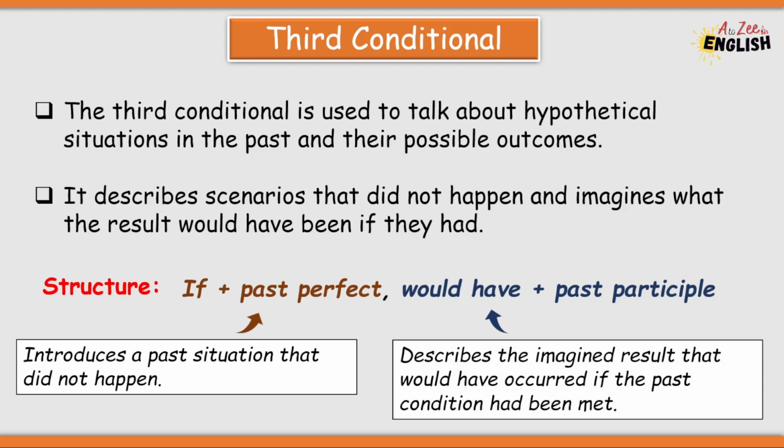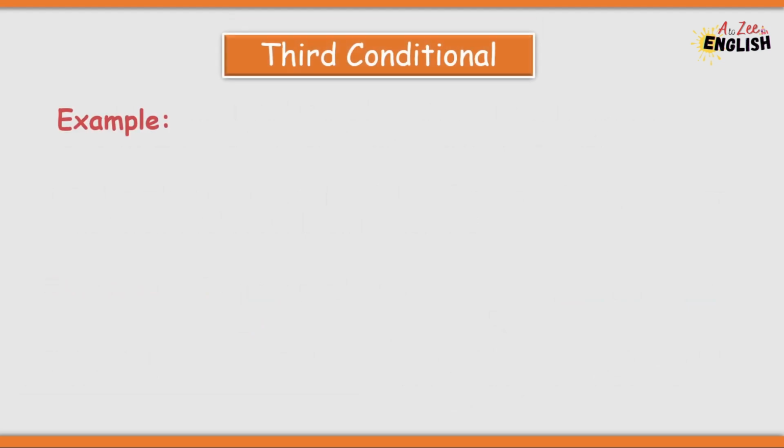First example, if it had rained, we would have stayed inside. Here, if sets up the hypothetical past scenario. It had rained uses the past perfect tense to indicate an unreal condition in the past. And the result clause uses would have followed by a past participle of the verb. It describes the imagined result that would have occurred if the past conditions had been met. We would have stayed inside. It indicates the hypothetical past outcome. Stayed inside is the action that would have happened if the condition were true.